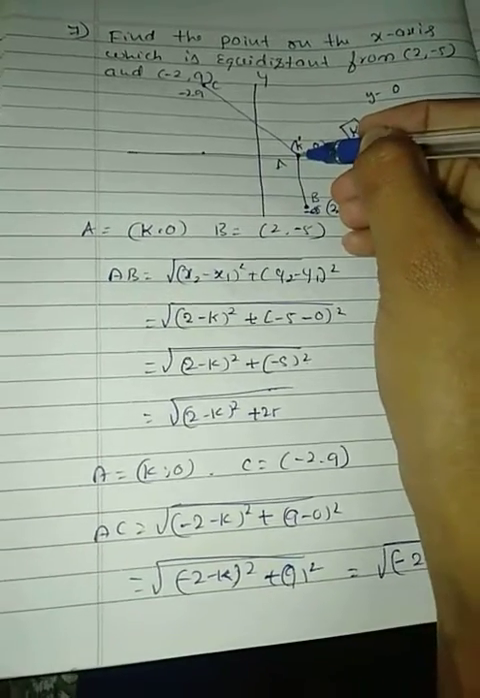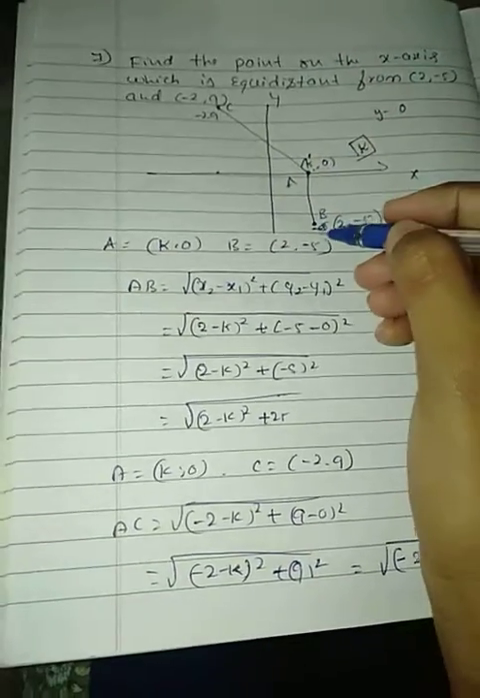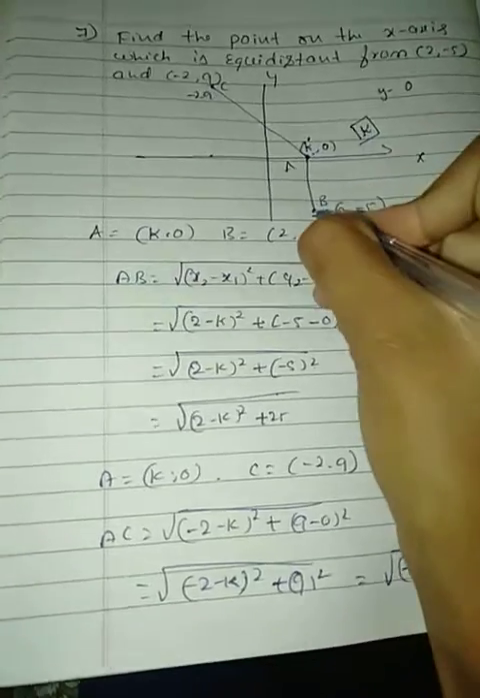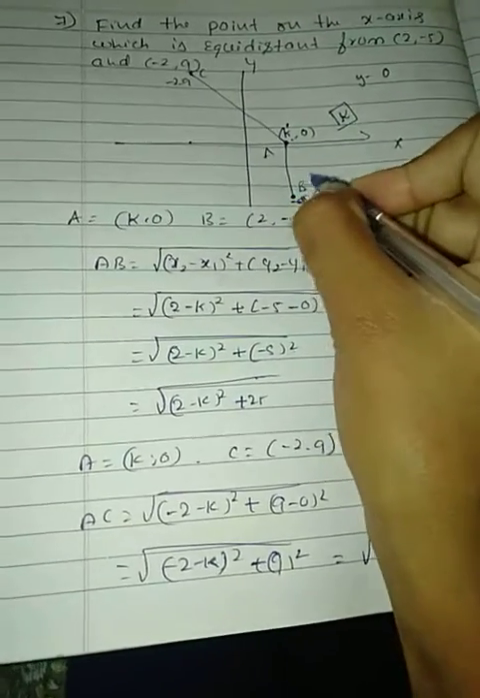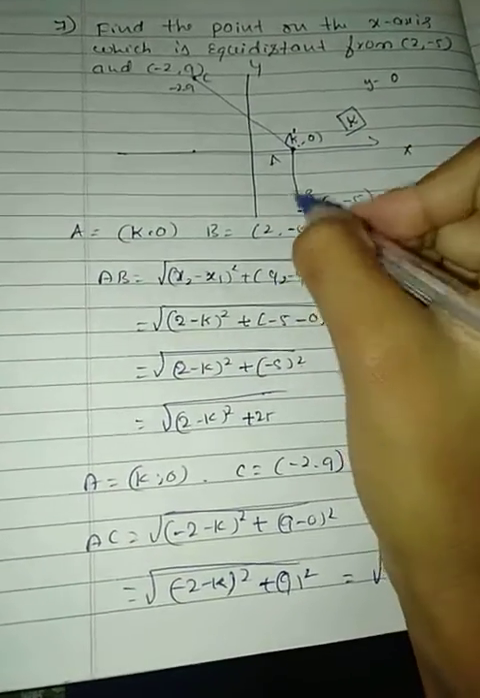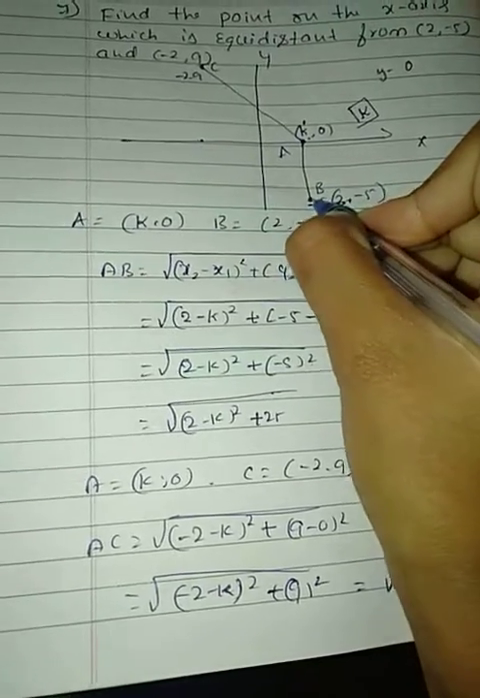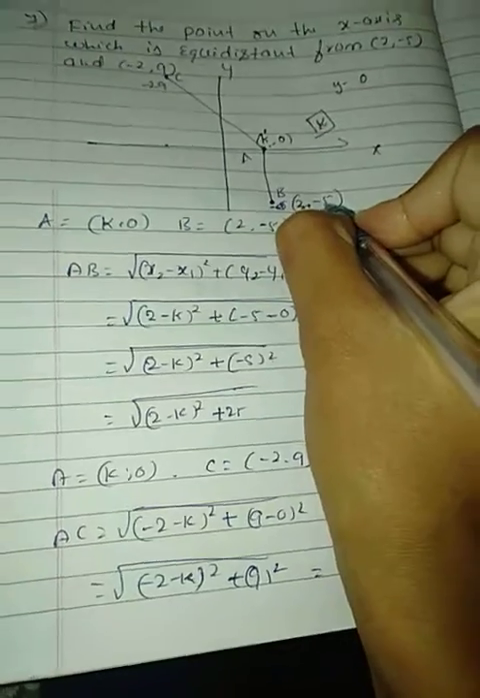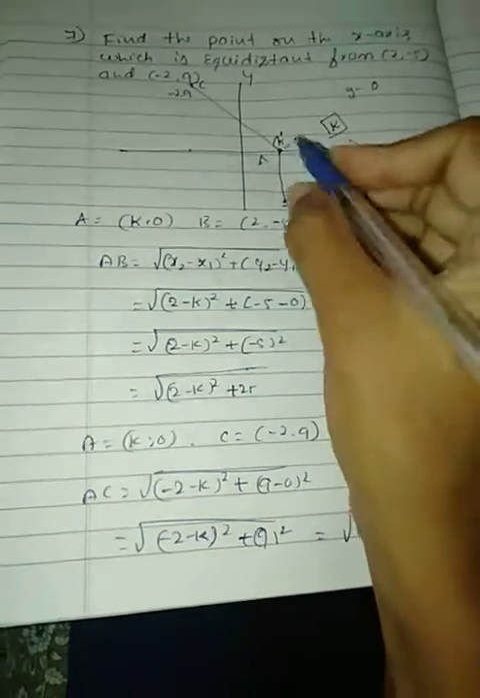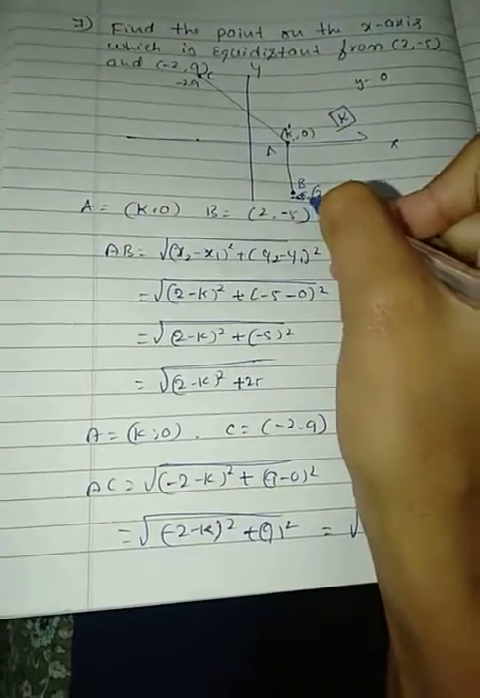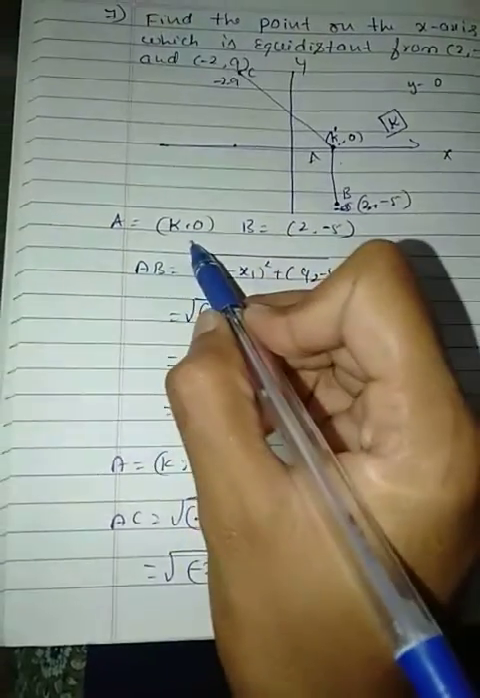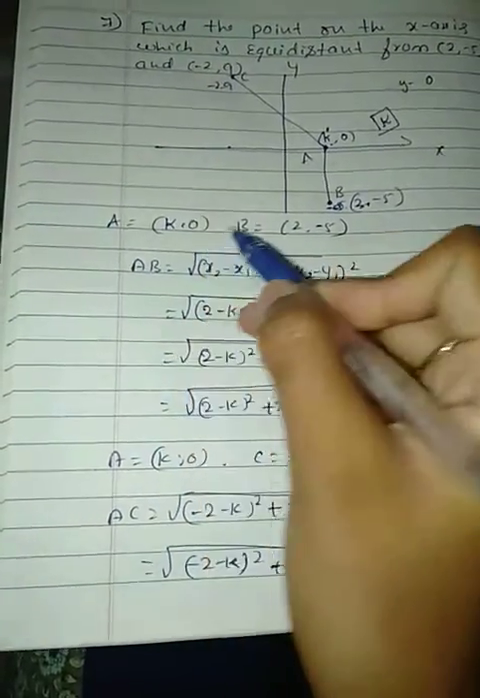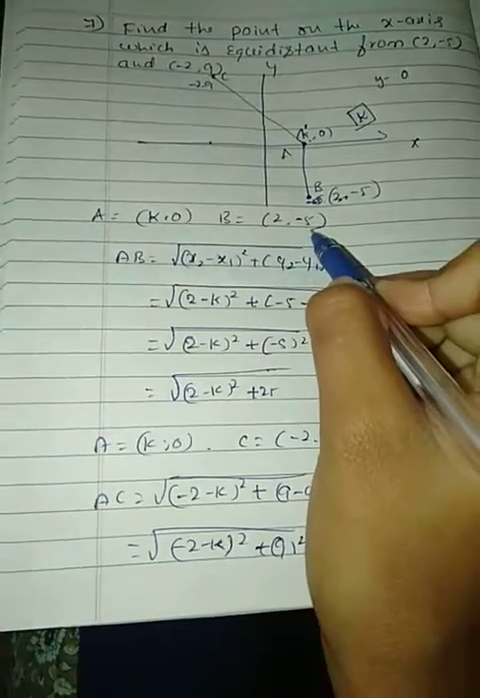This point lies on the x-axis, and another point is B. This point is located in the fourth quadrant. So this point is B, B is (2, -5). So first find out the distance between these two points, that is AB. A is (K, 0) and B is (2, -5).